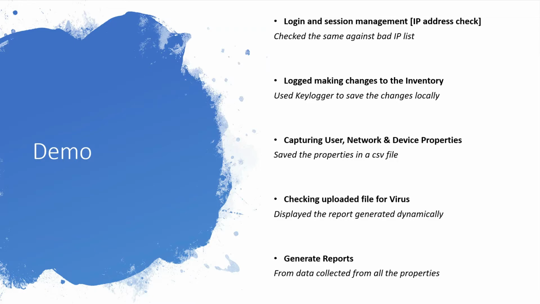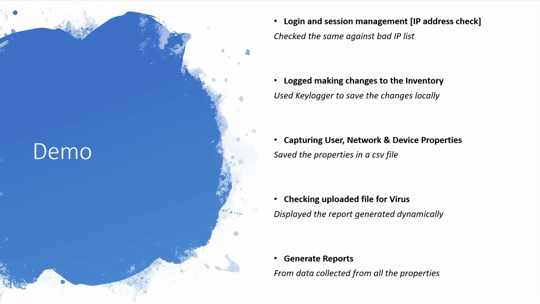Then we are going to look at our inventory, which uses a keylogger and saves the changes that have been made in the inventory. After this, we will be looking at different properties that we have captured, which involve user, network, and device properties. These properties have been saved in a CSV file.